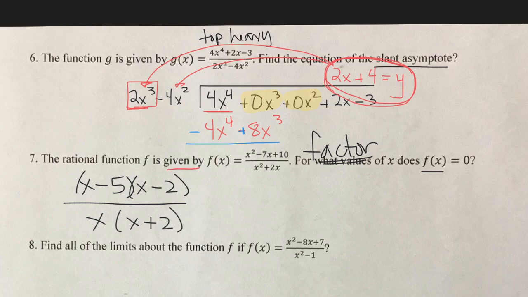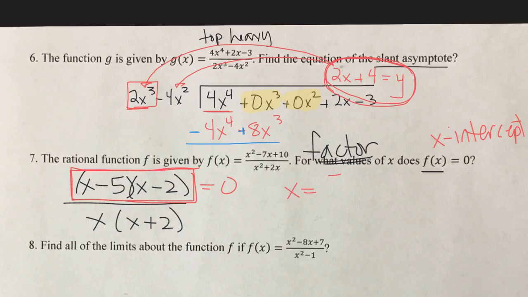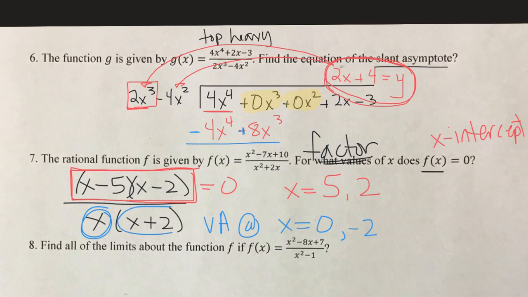So your x-intercepts come from your numerator. These are talking about your x-intercepts, where it crosses the axis. That happens in your numerator. So we would cross at 5 and at positive 2. Those are the values where f of x equals 0. Those are your x-intercepts. Now, your denominator tells you where we have a vertical asymptote. So we have a vertical asymptote at 0, and we have a vertical asymptote at negative 2.